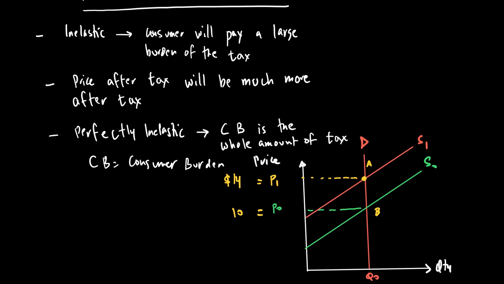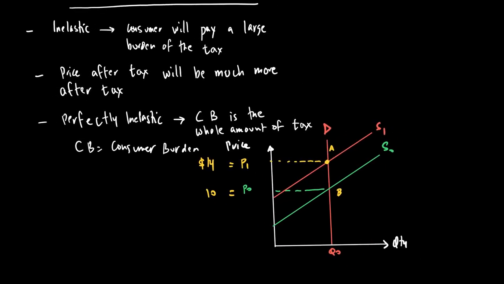So in this case, the consumer is paying the whole amount of the tax because the producer knows that this good is inelastic for the consumer. He's willing to pay any price for it. So the producer transfers the whole amount of the tax to the consumer in terms of a higher price. So when we have a perfectly inelastic demand curve, the consumer ends up paying the whole amount of the tax, and therefore the more inelastic the demand, the higher the consumer burden of the tax.